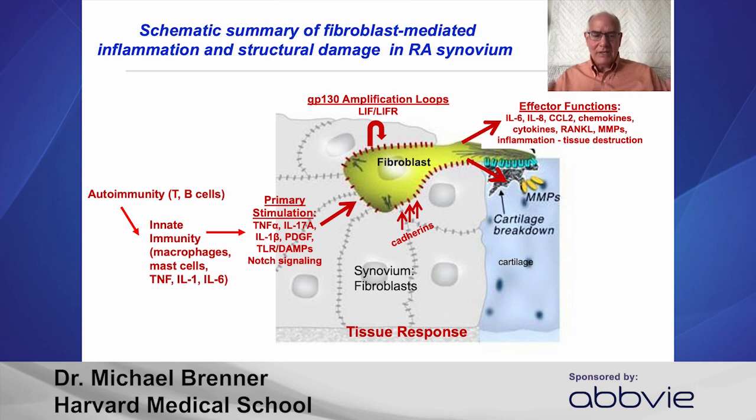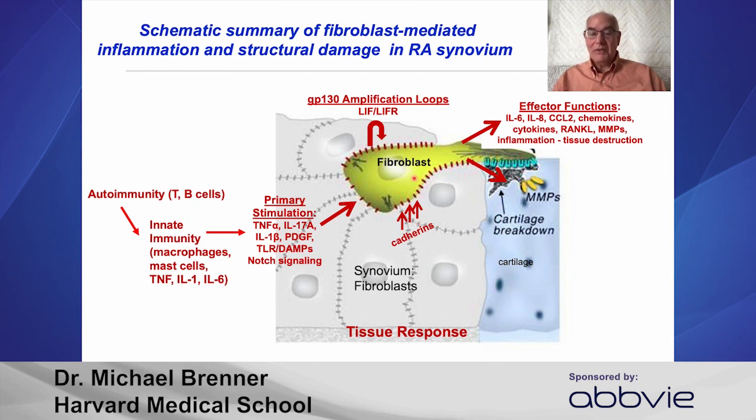So I'd like to summarize some of the things we've been talking about. In RA, it's an autoimmune inflammatory disease. We have T cells and B cells and macrophages and a lot of inflammatory cytokines you know well, like TNF and IL-1 and IL-6. And what I've been highlighting is that a lot of these inflammatory factors actually work by stimulating the fibroblasts. Notch ligands are also in that group. And when they stimulate the fibroblast, there's then this autocrine amplification loop I mentioned, which takes the primary stimulus and just augments it very dramatically to get very high levels of production of inflammatory cytokines.